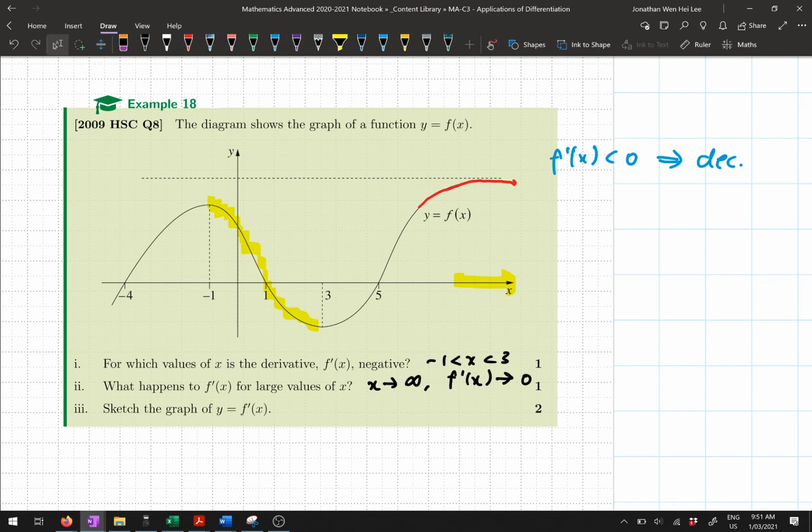Next lesson, we'll have a go at drawing the gradient. I'll give you a second just to copy that down, and then you can go.